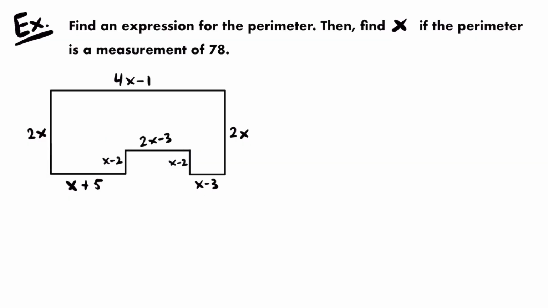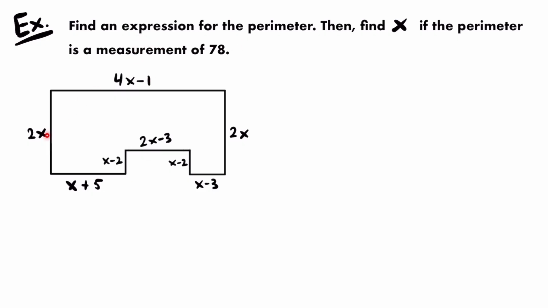For our last example, we want to find an expression for the perimeter and then find x if the perimeter is a measurement of 78. All right, so this time around, our given shape is not a common shape like a triangle or a square or a rectangle. So to calculate the perimeter, we will just brute force add all the measurements of the sides together. All right, there's no special formula that we can use, and so we just have to add all these sides together to get an expression for the perimeter.